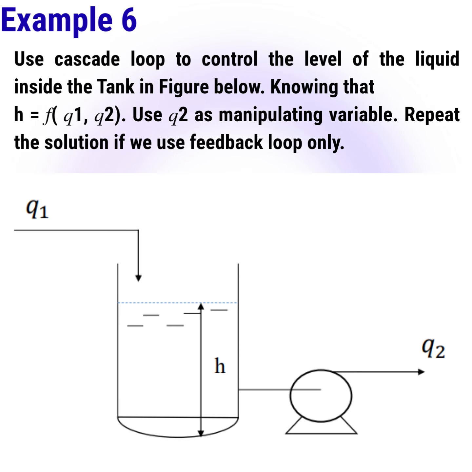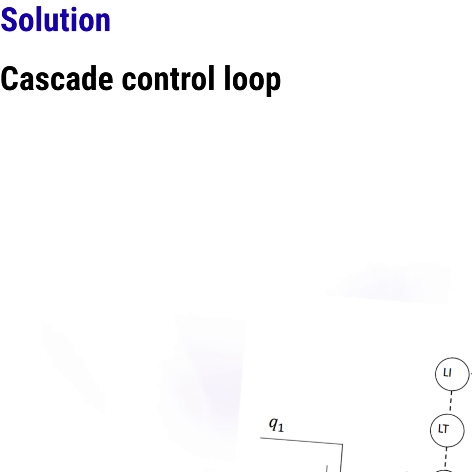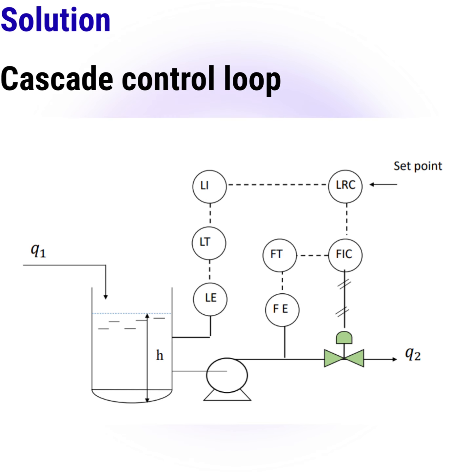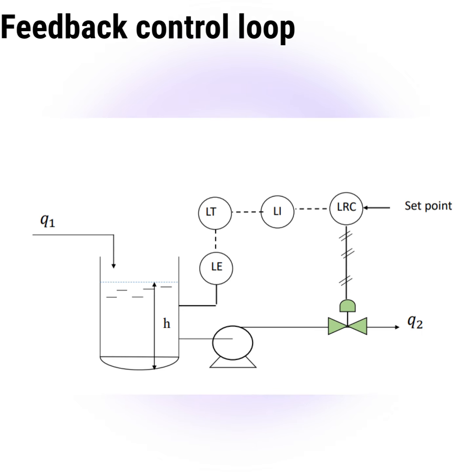Example 6. Use cascade loop to control the level of the liquid inside the tank in the figure below. Knowing that H equals F, Q1, Q2, use Q2 as manipulating variable. Repeat the solution if we use feedback loop only. Solution: cascade control loop. Feedback control loop.